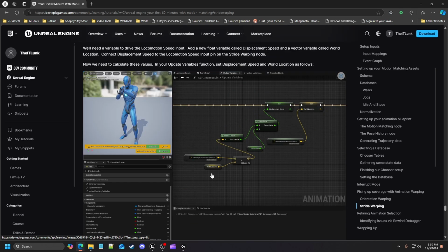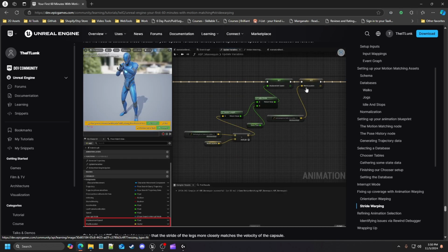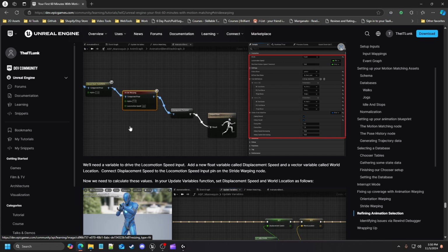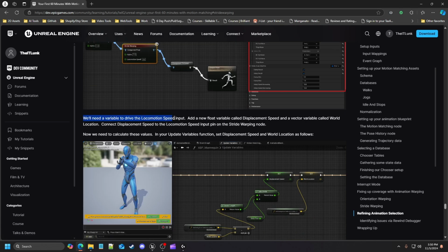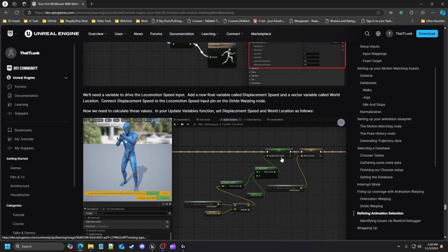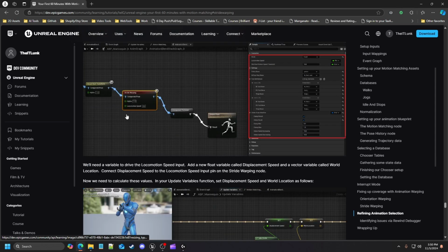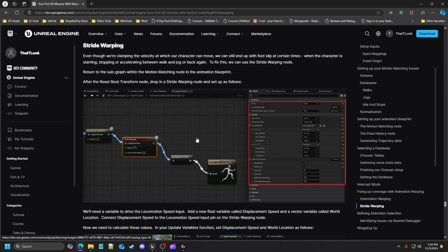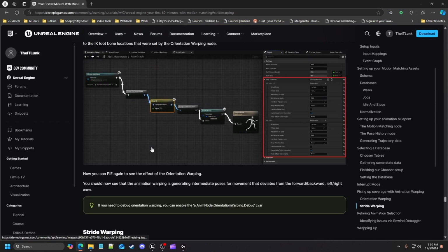And then lastly, you will see this stuff where they try to set up displacement speed and world location. I will not be setting them up in this video, just because you can kind of see where it wants you to try to use it. But the thing is, they'll say we need a variable to drive the locomotion speed. So that's why they created the displacement speed, but then they don't reinsert it into this, or at least demonstrate that. But I also found a better method of just tying this into something in general. So I will not be doing this part right here. We will just be ending at stride warping and whatever I set it to, right? So let's go ahead and get started.